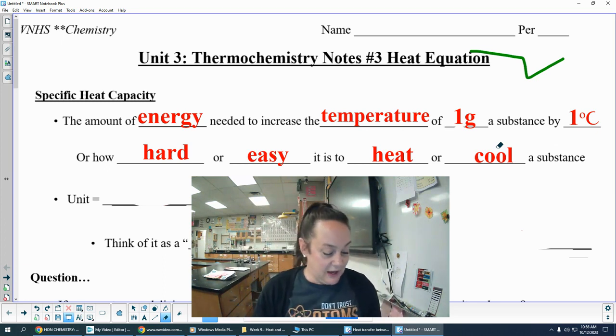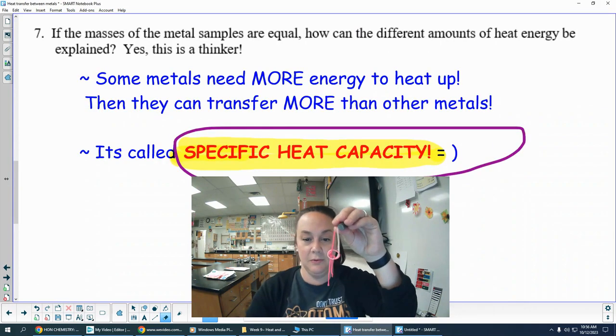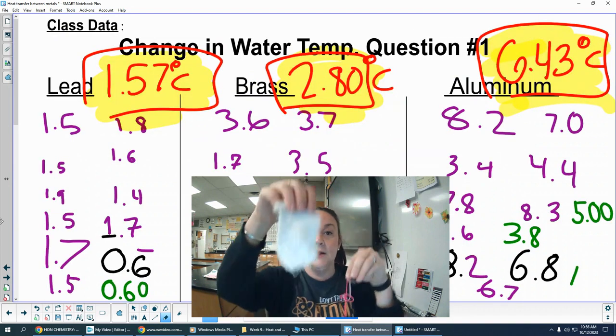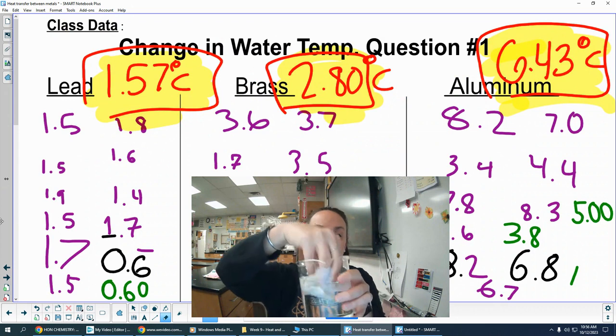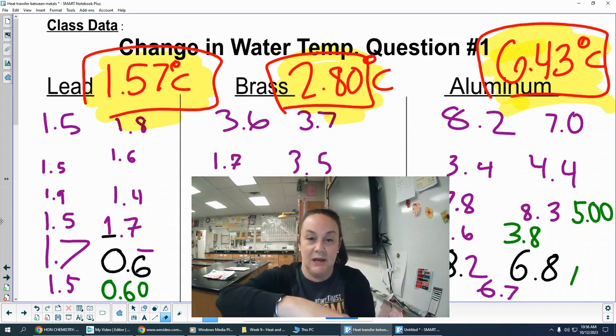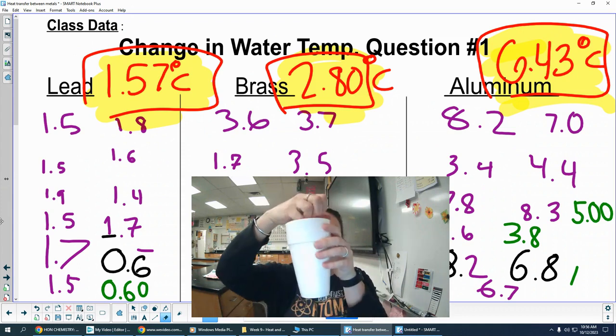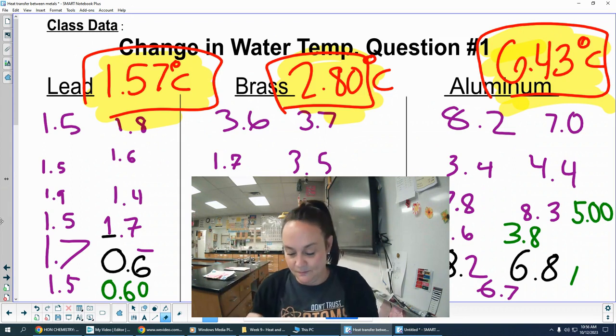Now, if I have something like my brass, which was the middle one here, and I can put these numbers back up here. Okay, this took a little bit more energy. So when that brass went in, it absorbed a little bit more energy on its way to getting to 100. So this has more to transfer, as far as its energy goes.